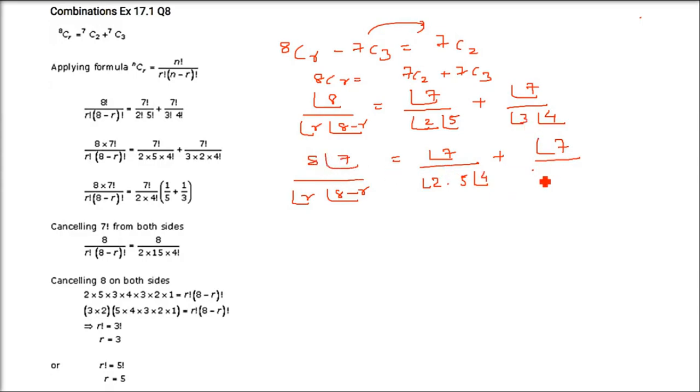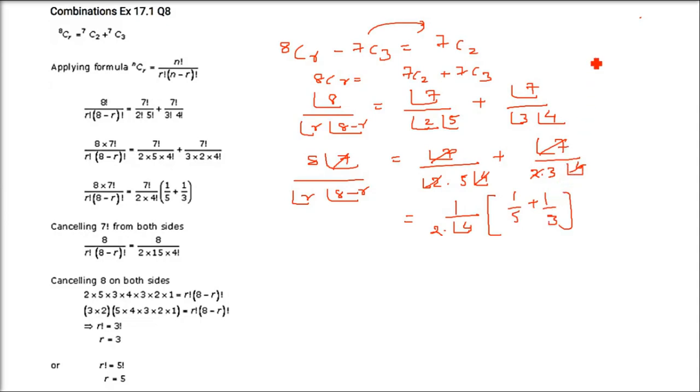Is it cancelling somewhere? Write it as 3 into 2 and factorial 4. Now just cancel these 3 because they are common. Now you have to multiply them. 1 by factorial 4, and 2 take common from here, and you will get 1 by 5 plus 1 by 3. You have taken 1 by 2 factorial 4 common.